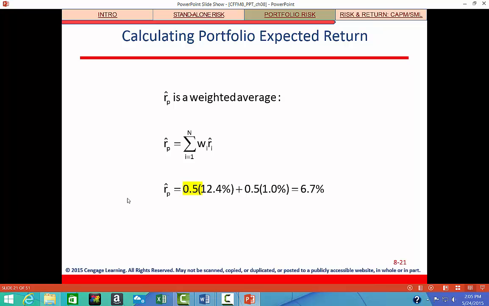So I have 50% invested in the first stock, which was high tech, and its expected return was 12.4%. And then I had 50% invested in collections, whose expected return was 1%. So if I say 50% times the first one plus 50% times the second one, I get an overall expected return of 6.7% for my two stock portfolio.